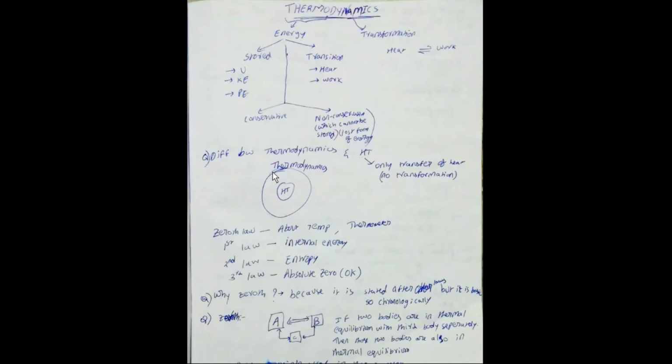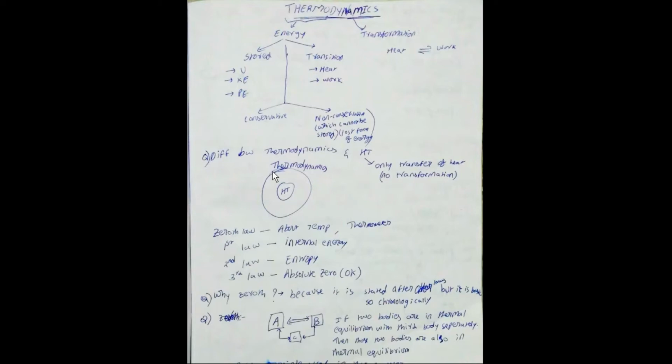Difference between thermodynamics and heat transfer. Thermodynamics is the larger topic; heat transfer is a sub-part of thermodynamics. Heat transfer is only the transfer of heat from one temperature to another, with no transformation into work. The zeroth law is about temperature and thermometer design. The first law is about internal energy. The second law is about entropy. The third law is about absolute zero Kelvin.